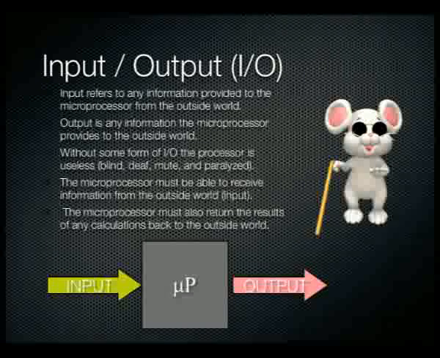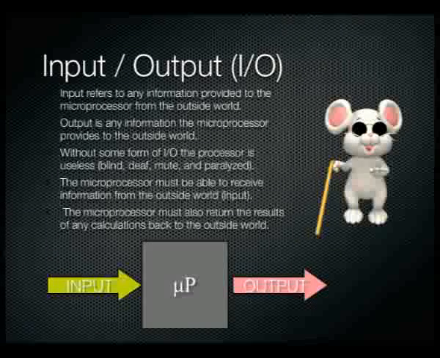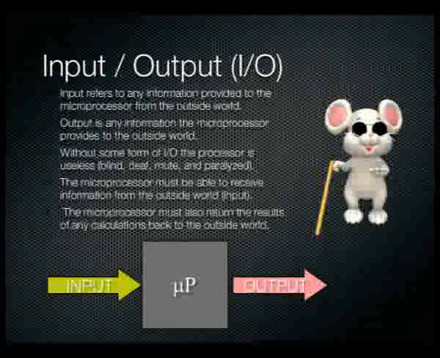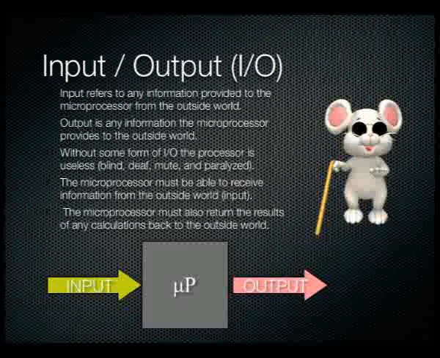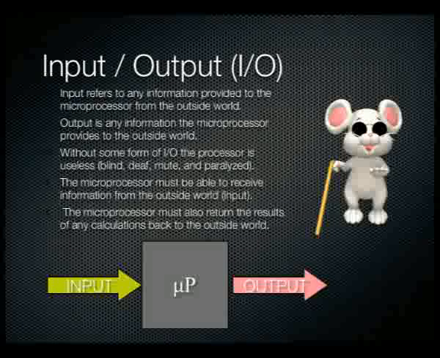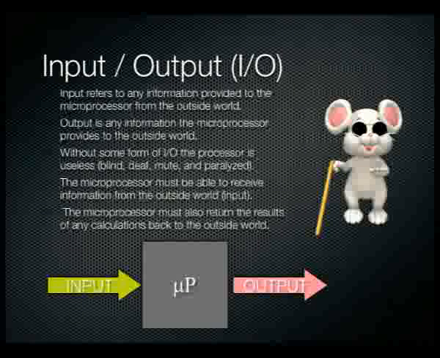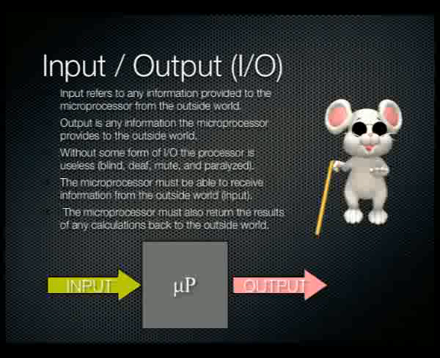Okay, so the microprocessor must be able to receive information from the outside world, so it must be able to have some sort of input, and of course the microprocessor must be able to return the results of any calculations back to the outside world. So effectively a microprocessor is nothing more than a transformer of input from one form to some sort of output. So the processor just transforms the input from one sort of form to another form, and that becomes the output.